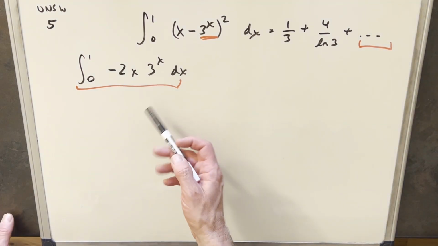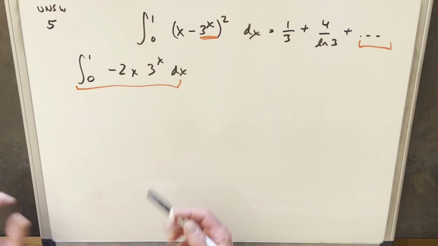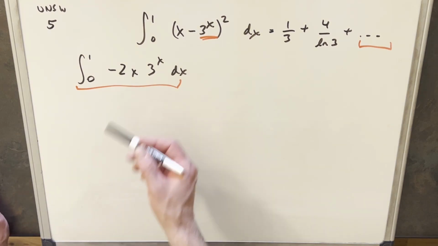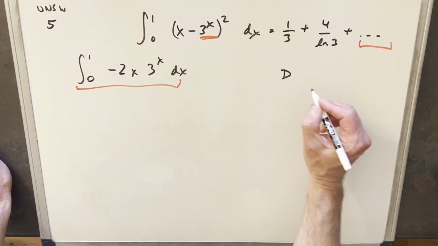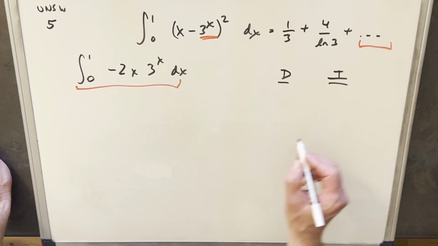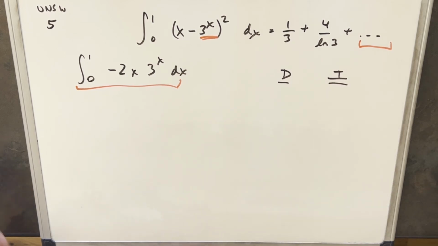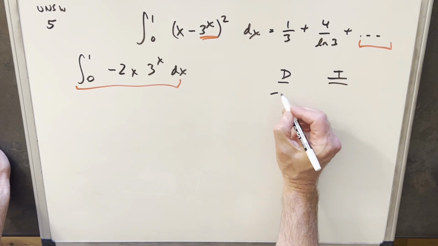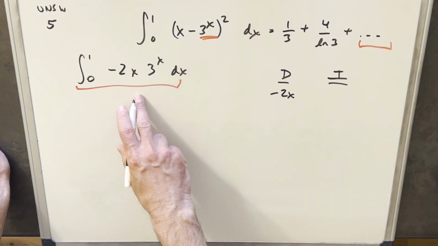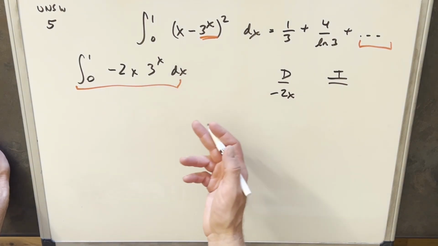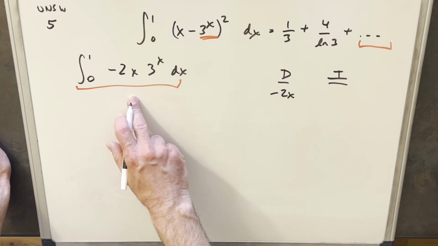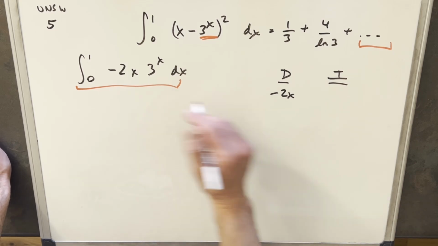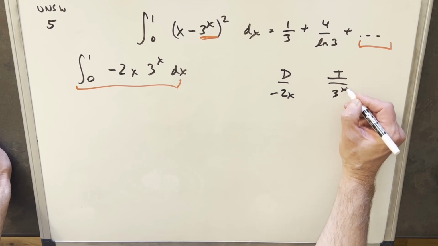It's not too bad, but I thought we'd do this separately. For this part I'm going to use integration by parts, and I'm going to use the DI method, the table for tabular integration. I'm going to choose my minus 2x to differentiate, because when we differentiate it, the degree goes down to 0. I like that for our derivative. And then we'll integrate the other part, which is 3 to the x.